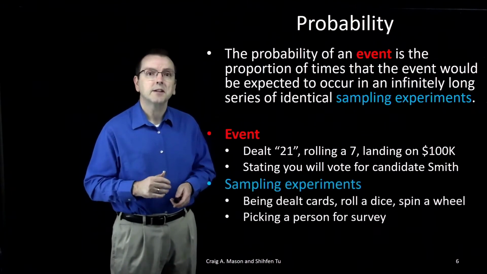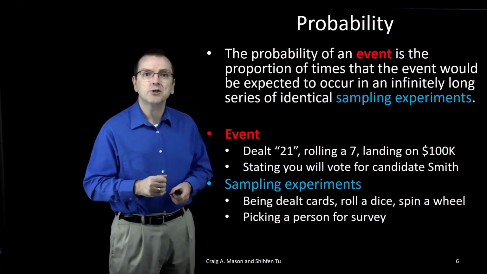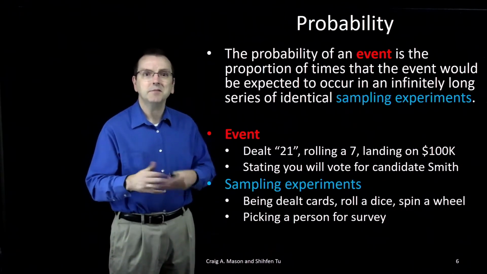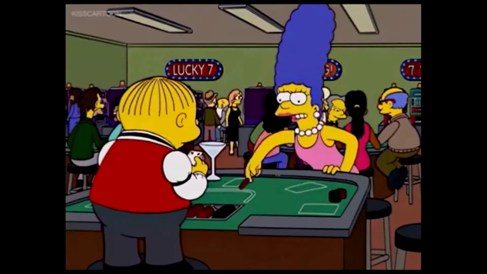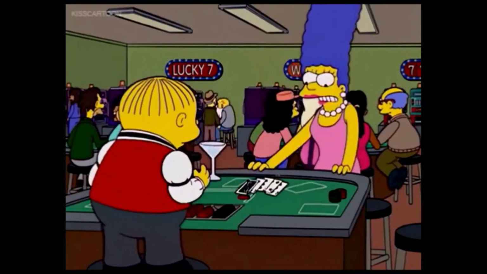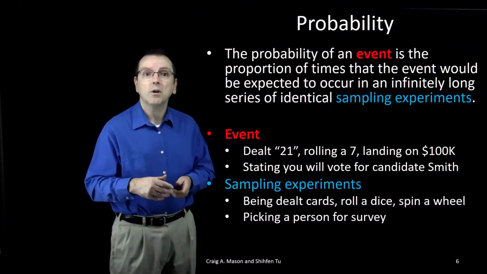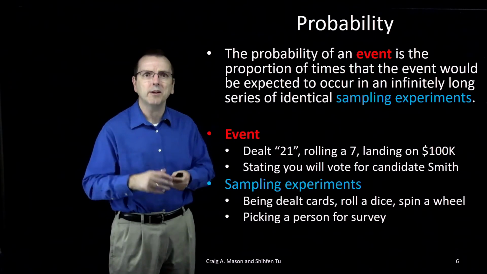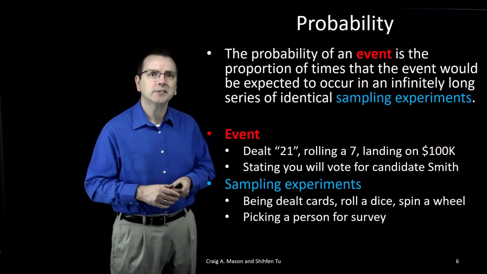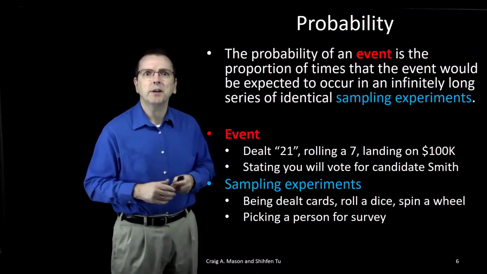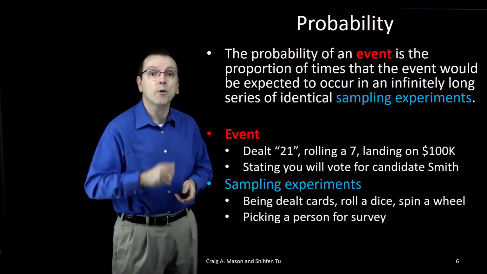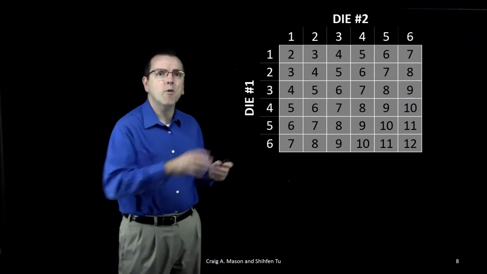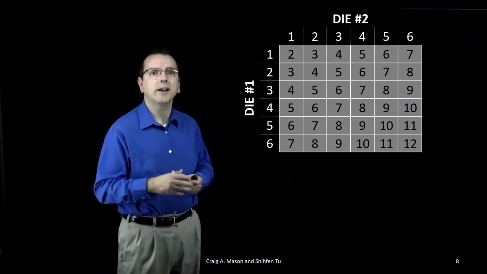In contrast, sampling experiments are just how you generate those events. It's being dealt cards in blackjack. Deal! Hit me! Busted! Or rolling a pair of dice in a game, or spinning a wheel. Outside of gaming, it's picking a person to complete a survey, or being tested for the flu. So let's start with a very straightforward example, rolling a pair of dice.